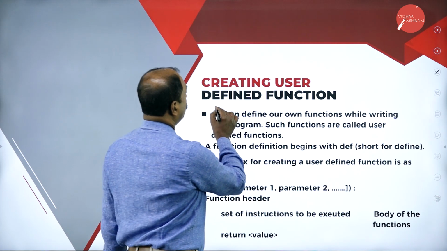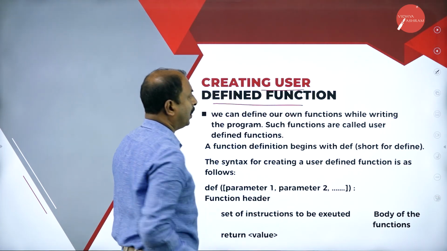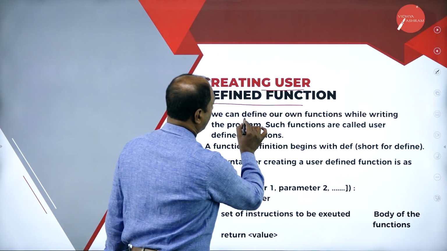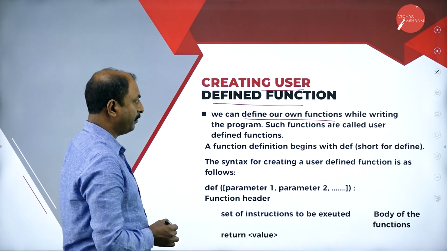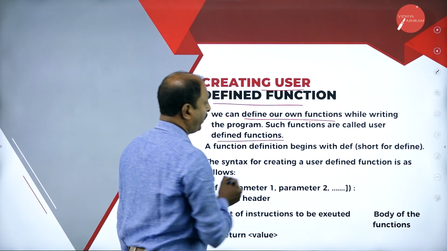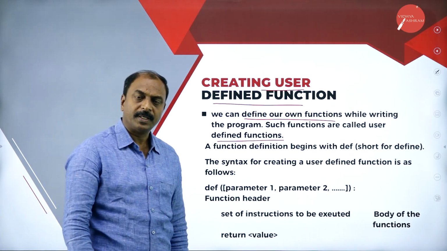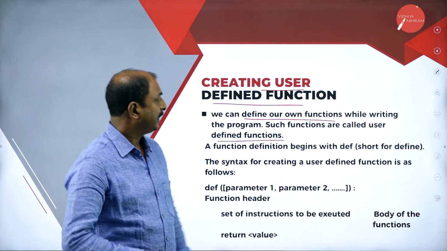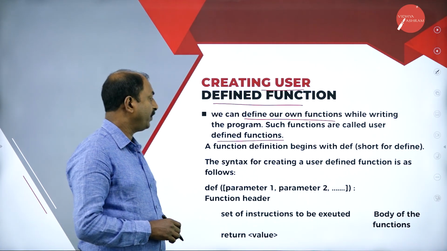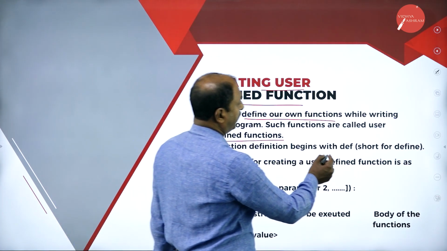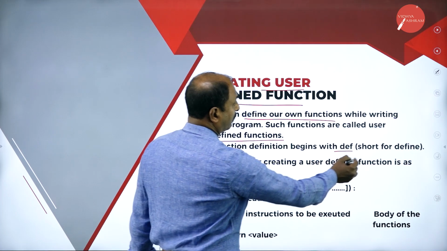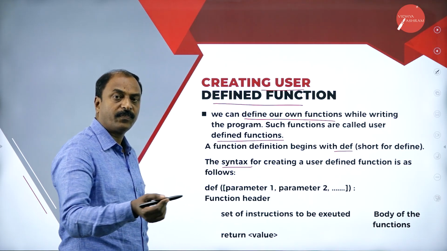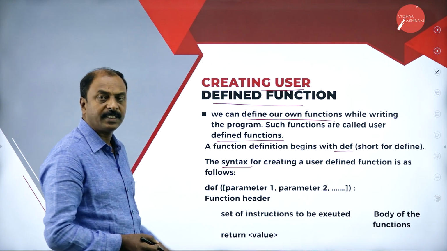Now let us see how to create a user-defined function. Here we can define our own functions while writing the program. Such functions are called user-defined functions, where the programmer creates his own function according to his requirement for a particular task. A function definition begins with the reserved word def, short for define or definition. If we want to define a function, we have to follow the syntax. See, this is the syntax.